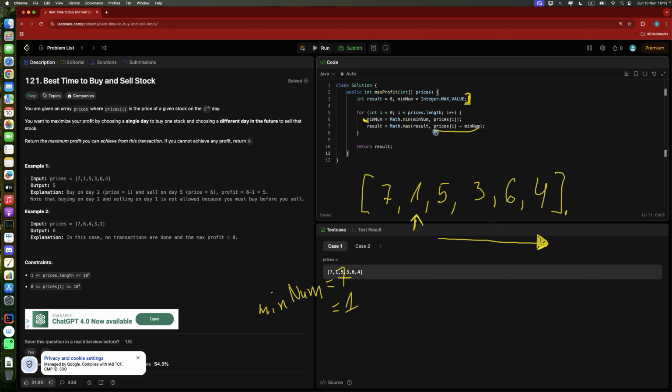So this condition here tells price i minus num. Every iteration you will check the current value, for example 5, minus the minimum number, which is 1. The result will be 4 here, right? So you're going to go here. You're going here. 3 minus 1 will be 2. Then 6 minus 1 will be 5. Then 4 minus 1 will be 3, right? And which is the biggest one? It is 5. And the answer is 5.